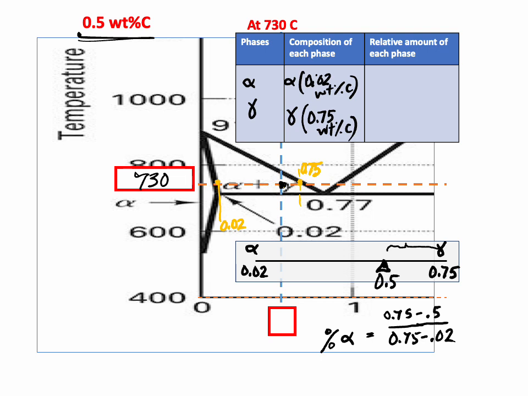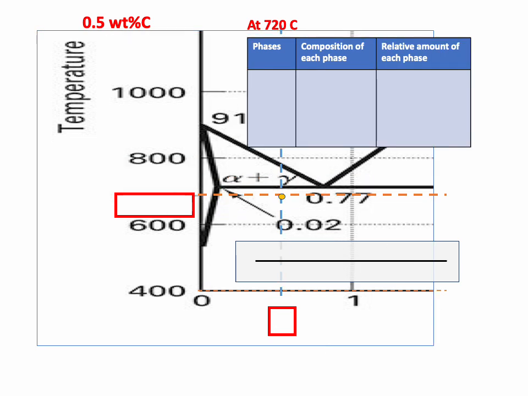And that will be close to 33%. Let me grab a calculator and find out for sure. And so the percent gamma would be 100 minus that, 66% gamma. This is 0.5. All right, so that's what we have at just above the eutectoid temperature, 730.